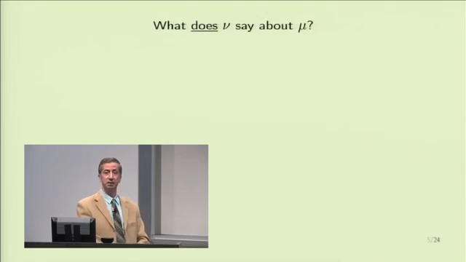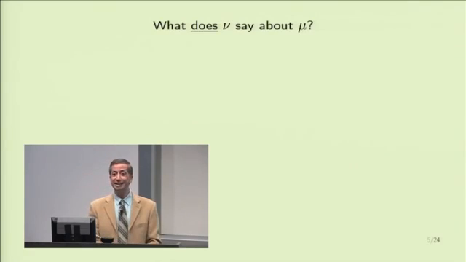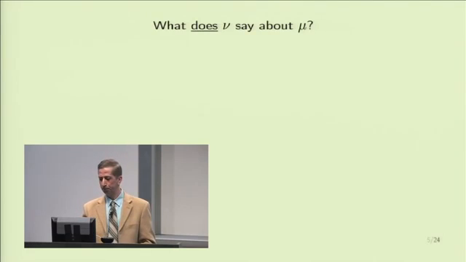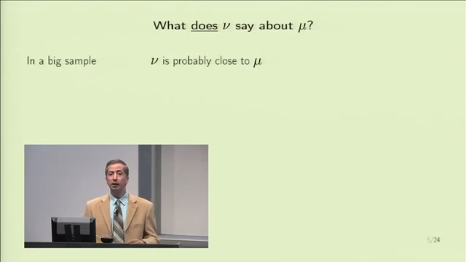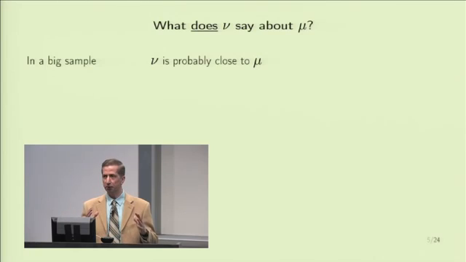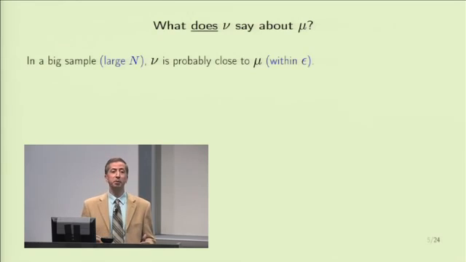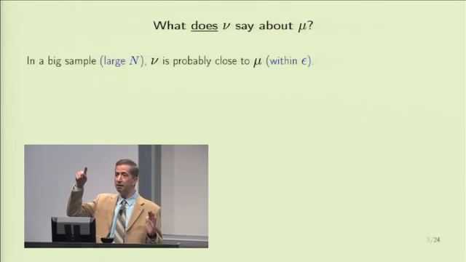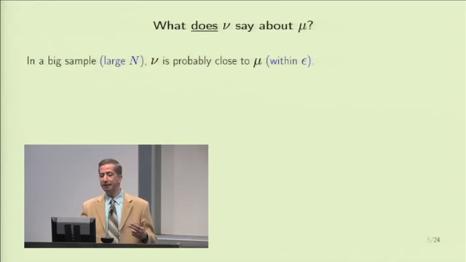The sample frequency tells me something about the bin. So what does it exactly say? Now we go into a mathematical formulation. In words, it says in a big sample, nu, the sample frequency, should be close to mu, the bin frequency. So now the symbols that go with that. What is a big sample? Large n, our parameter n. And how do we say that nu is close to mu? We say that they are within epsilon. That is our criteria.